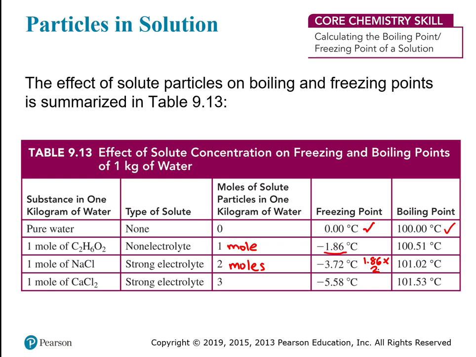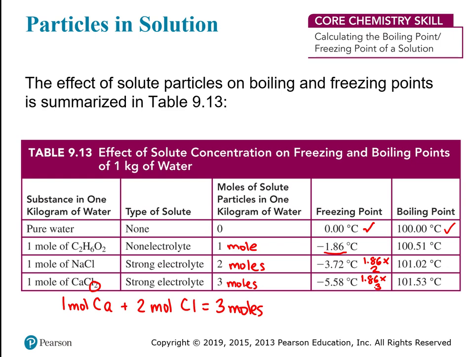And if you have 1 mole of calcium chloride, that's 3 moles, because you have 1 mole of calcium plus 2 moles of chlorine. Remember that subscript on the chlorine means there's two atoms in each of these molecules. So that equals 3 moles of particles for every 1 mole of calcium chloride. And you have negative 5.58 as your new freezing point. And that's 1.86 times 3.